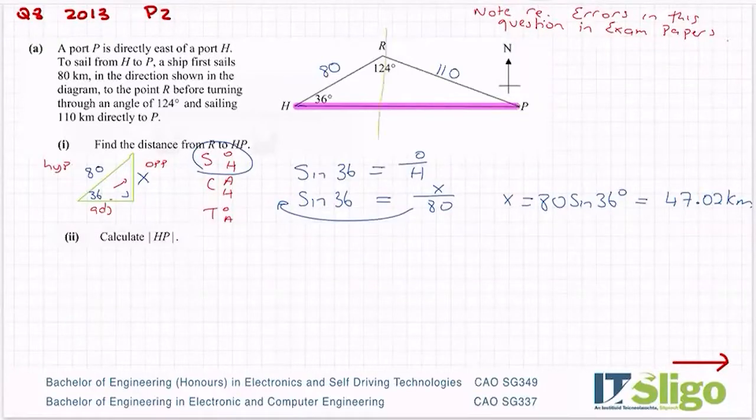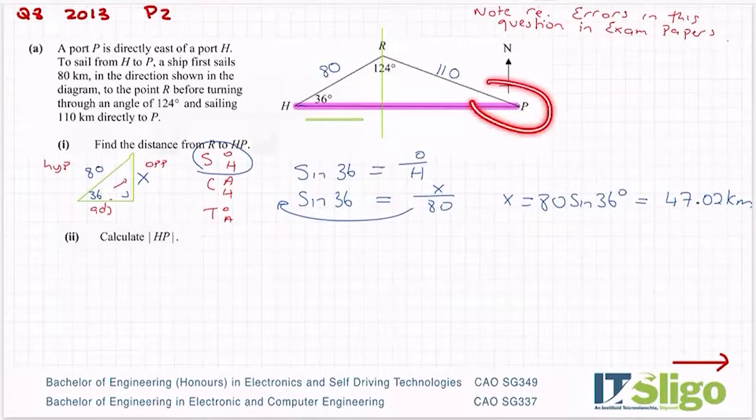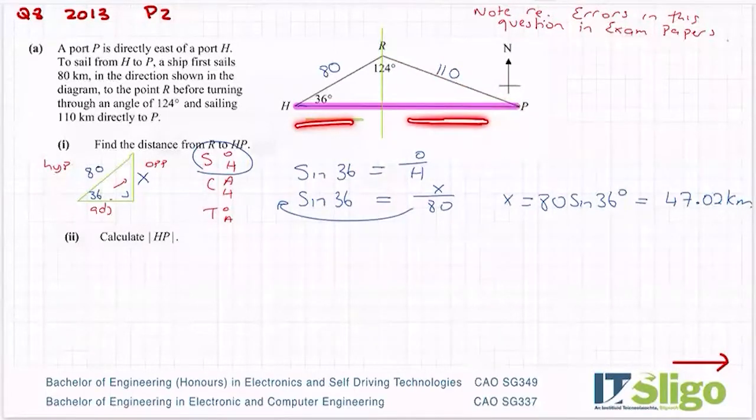And I could have got the length of this part here using this triangle. I could have got the length of this one here using this triangle, because we can work out this angle here, because of course angles in a triangle add up to 180. So 36, 46, 50, 60. So there's a 20-degree angle down here. So again, I could use right angle trig here and work out this length. Adding the two together will give me the length of HP.